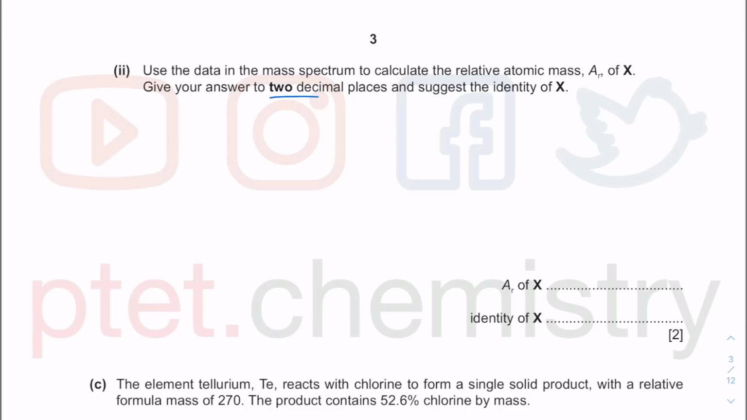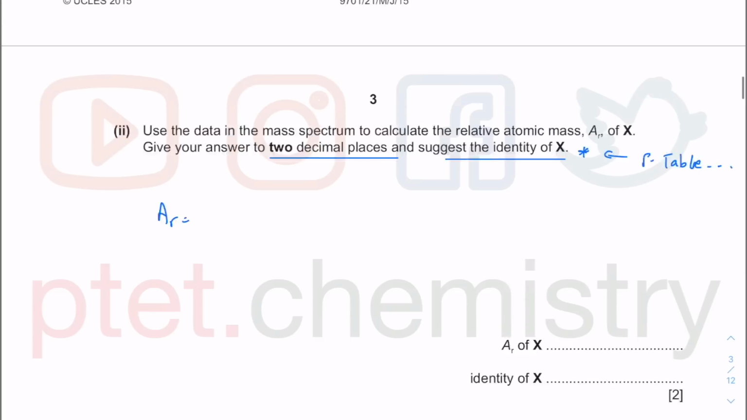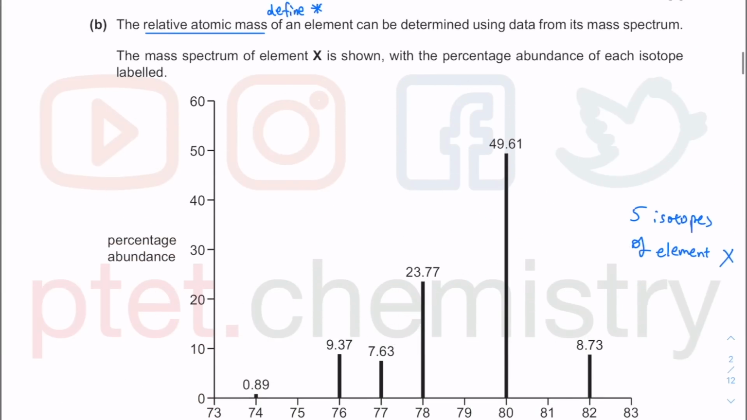You're going to give your final answer to 2 decimal places and suggest the identity of X. Suggesting there, you have to refer to the periodic table for the relative atomic mass value that has this particular value that you're going to calculate out. So let's have a look at our table.